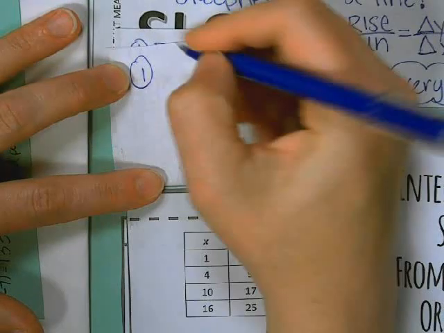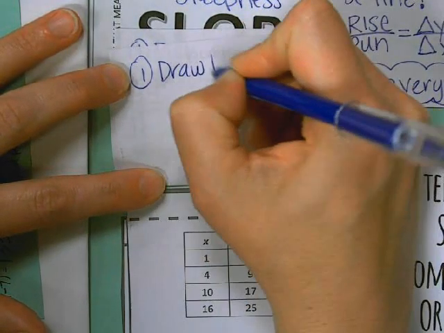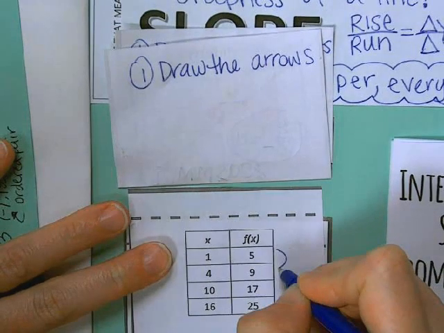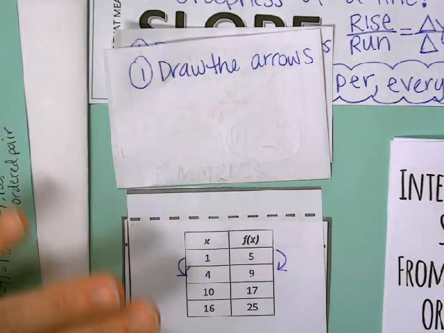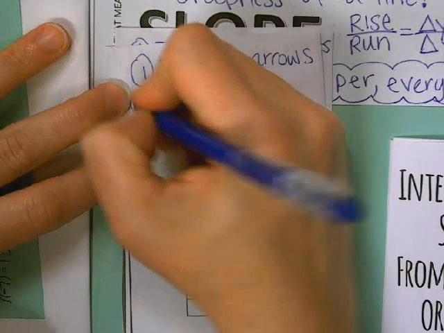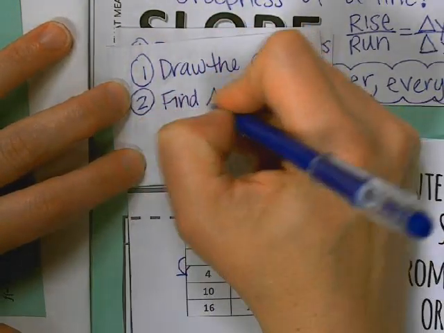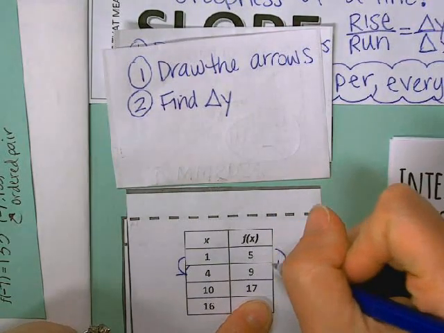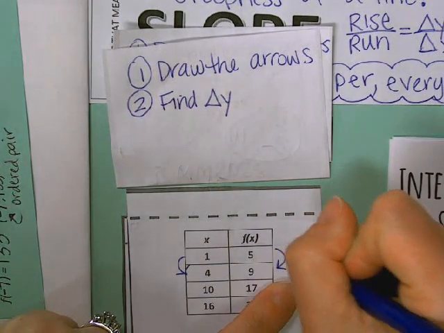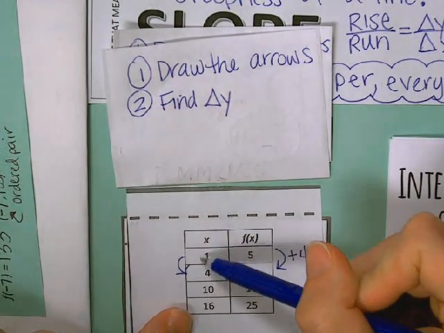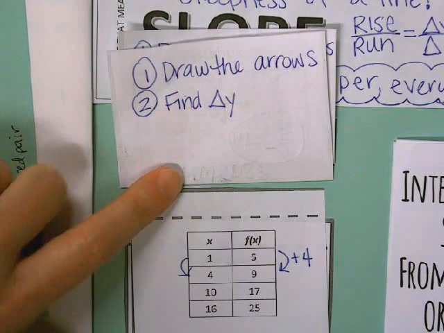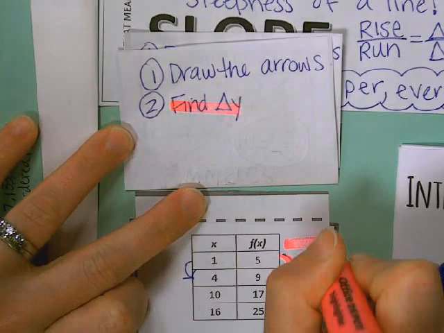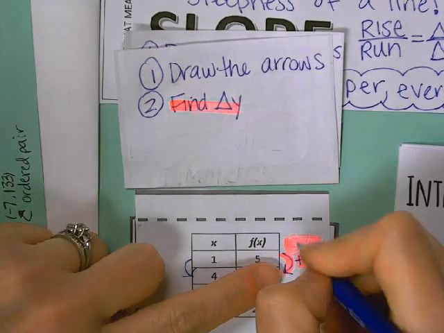Step 1, you're going to draw the arrows. I'm going to draw my arrows on the outside. Step 2, you're going to find the change in y. Triangle y means change in y. Make sure you use positive or negative. So from 5 to 9, it's plus 4. The change in y is plus 4. Let's mark that pink, and it's the change in y, so let me write that.